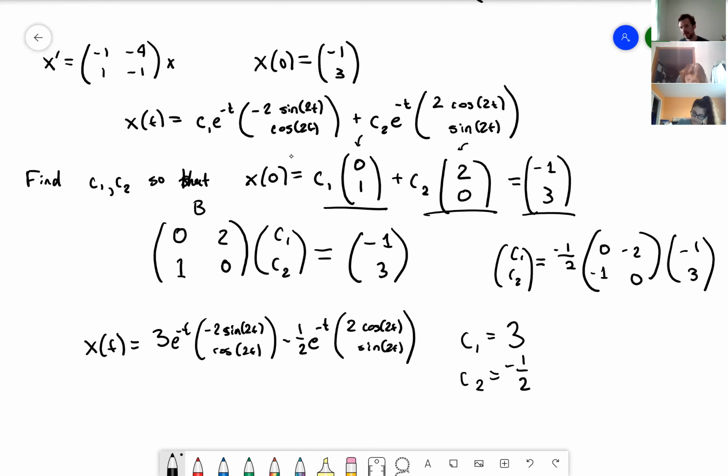Now in this case, actually we didn't have to go through all that work. I was just doing it as practice for this scenario. In this case, we can just look at this equation right here and see that we're going to have C1 times 0 plus C2 times 2 is equal to -1. And C1 times 1 plus C2 times 0 is equal to 3. And we don't even have to go through the work of computing the inverse. C1 is 3, and we have C2. We just divide both sides by 2.